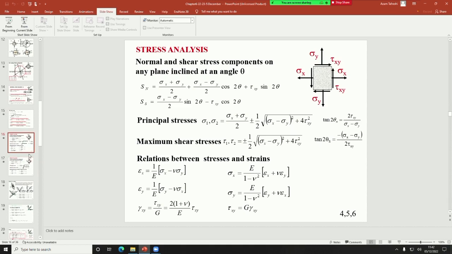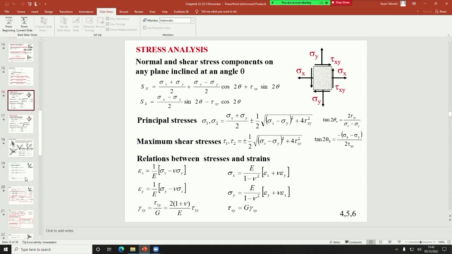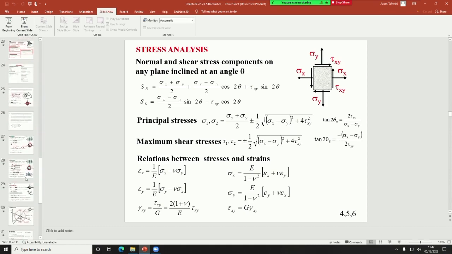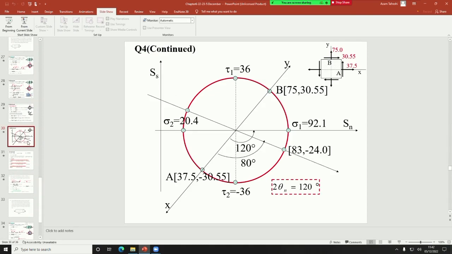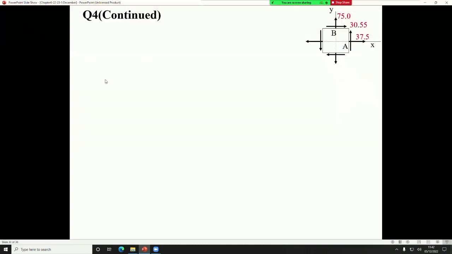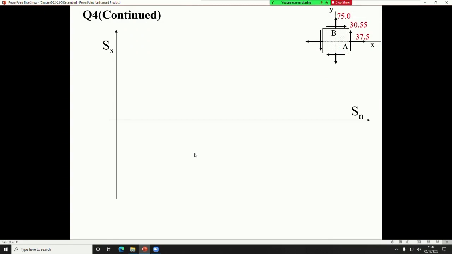Actually, this is not the one. I'll show you this one and then I'll show you the other slide. So we're going to repeat it using Mohr's diagram.